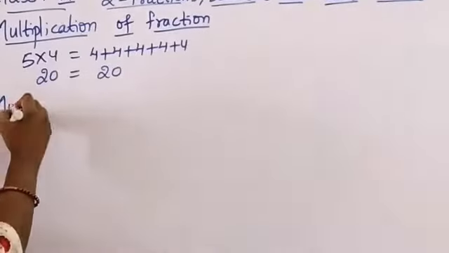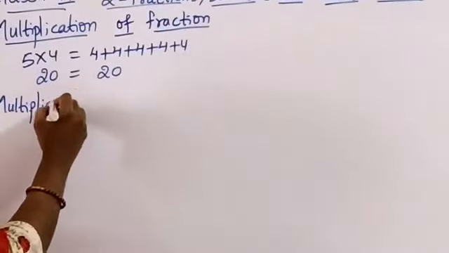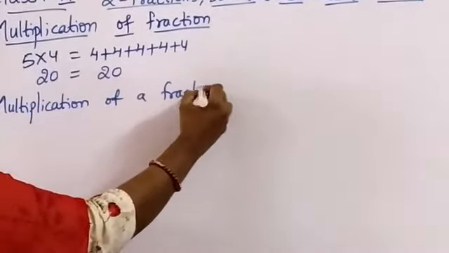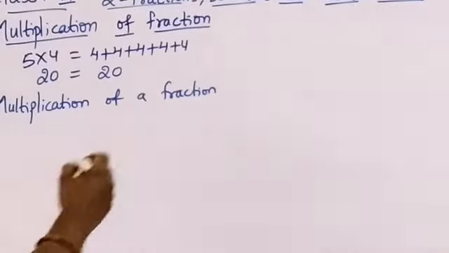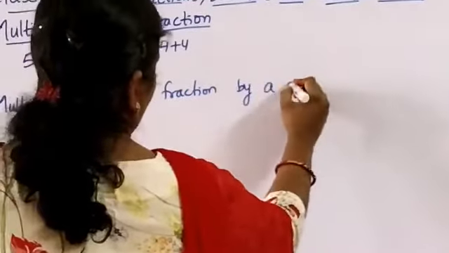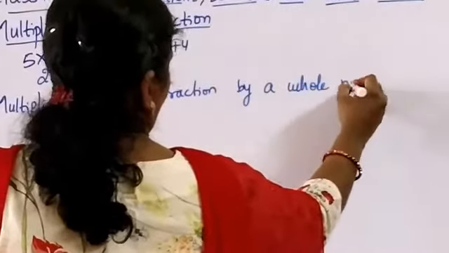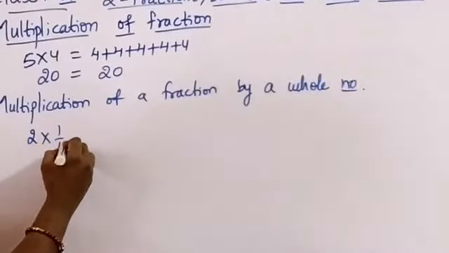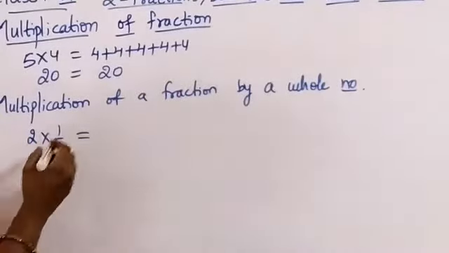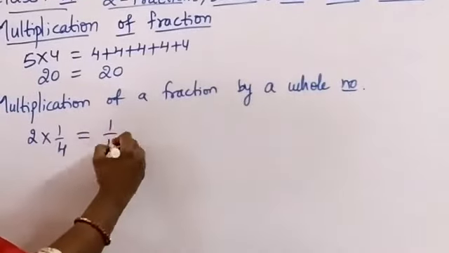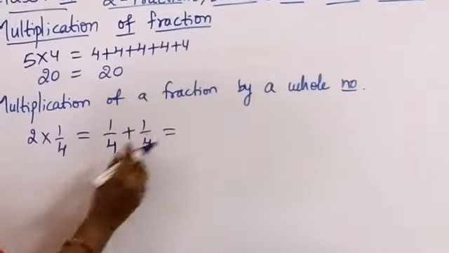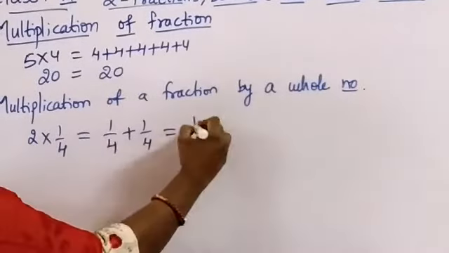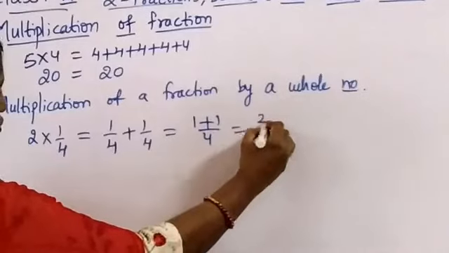Now first we are going to take multiplication of a fraction by a whole number. I will take an example. 2 into 1 by 4. 2 into 1 by 4 means 1 by 4 is added 2 times. So 1 by 4 plus 1 by 4. Here the denominators are same. When the denominators are same, we can add numerators. So 1 plus 1 by 4, that is 2 by 4.